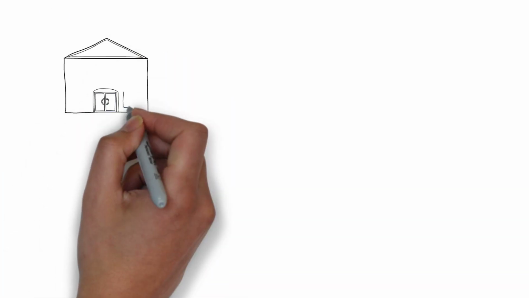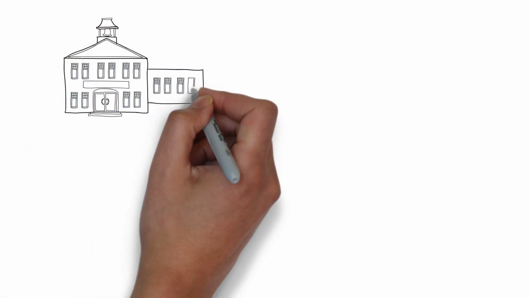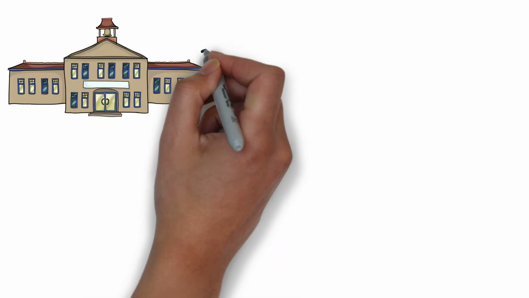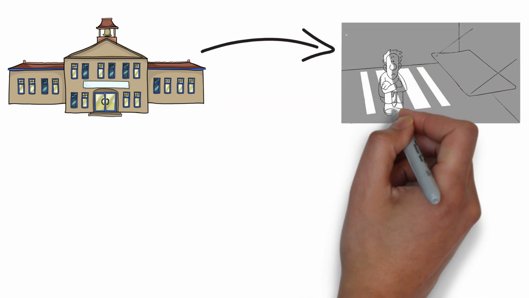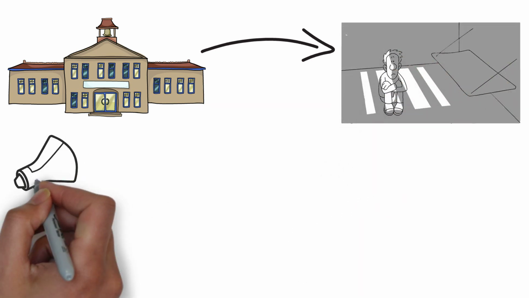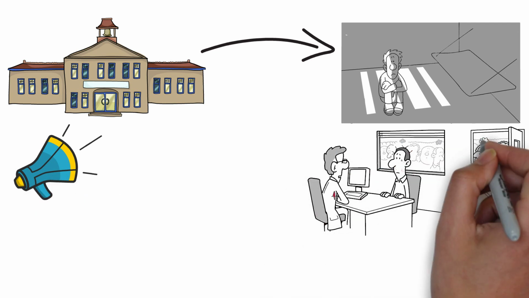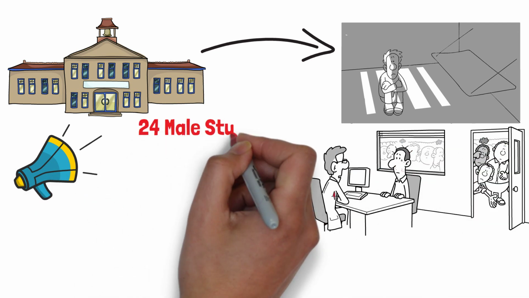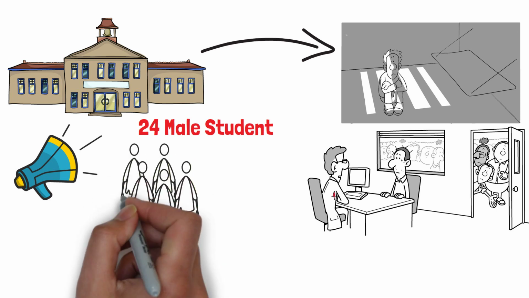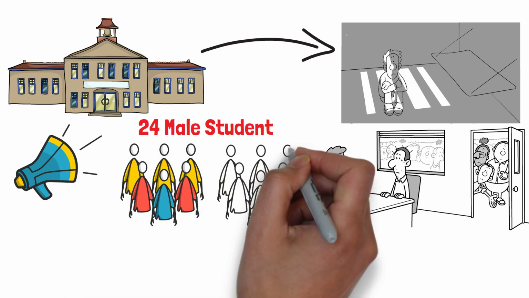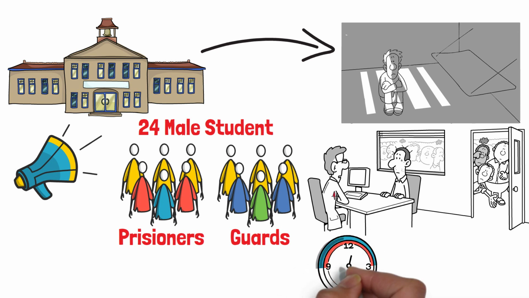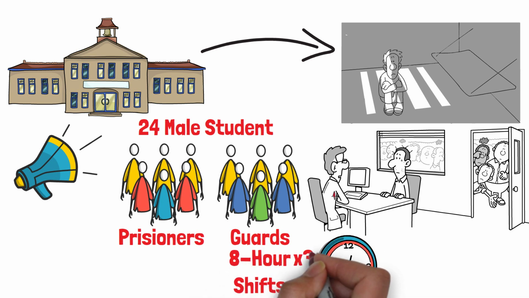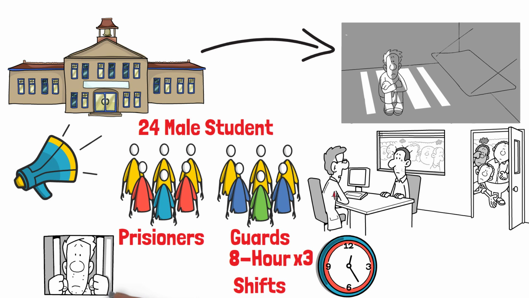To create an authentic prison experience, Zimbardo converted the basement of the Stanford University Psychology Building into a simulated prison. Volunteers were sought through advertisements, and after a rigorous selection process, 24 male students were chosen as ideal test subjects. The group was randomly divided into prisoners and guards, with the guards assigned 8-hour shifts in sets of 3, while the prisoners were housed 3 to a cell.